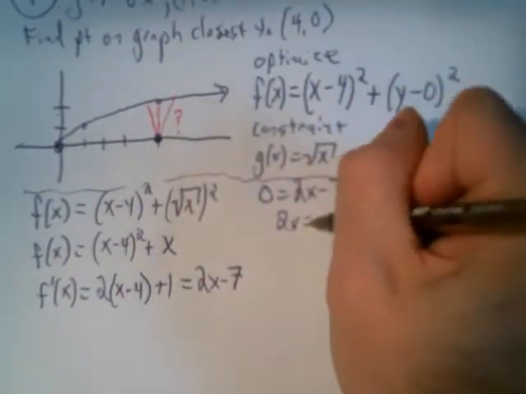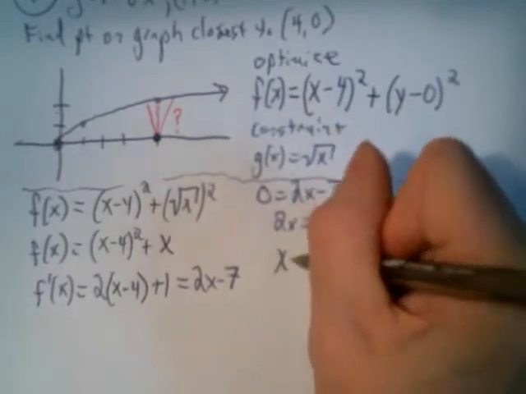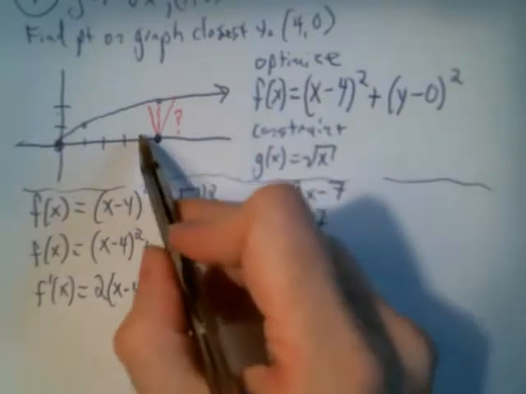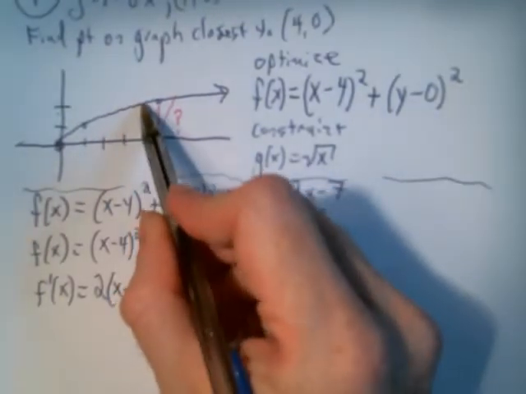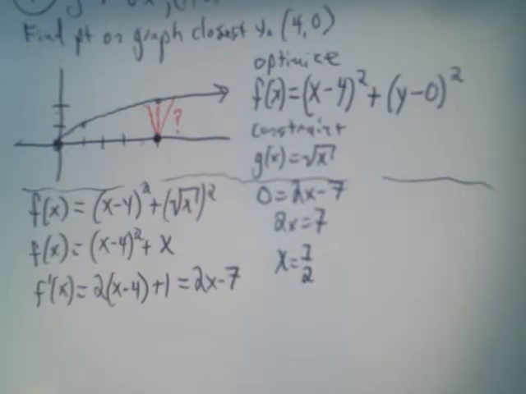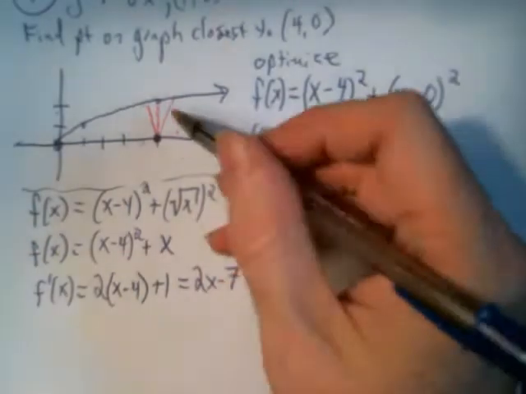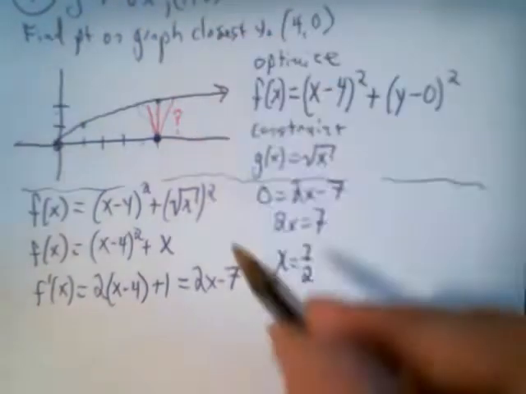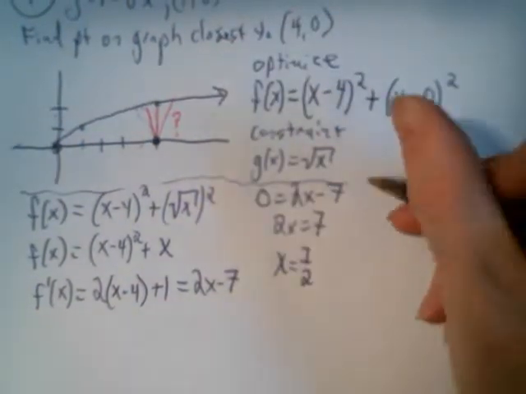So 2x is 7. And then finally, x is 7 halves. Okay. So it's 3.5, comma, whatever this value is, that will minimize that distance. Which is pretty crazy, because just visually looking at it, it seems like this would be the shortest distance, but it's not. Okay, so anyways, get the y coordinate.